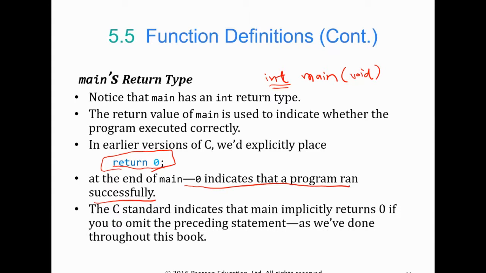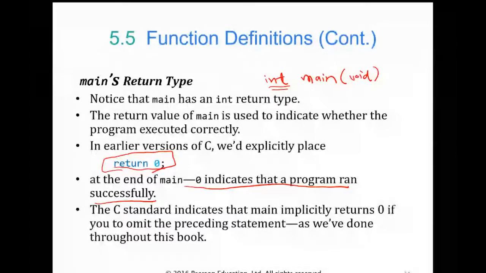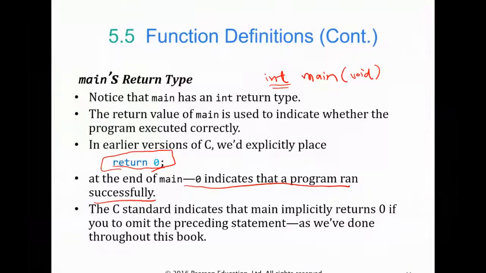Now, if you do not explicitly write return 0, your program will still work, right? So your program is still going to work, even if you do not write return 0. What happens is C generally adds this return 0 on its own, even if you have not written it.